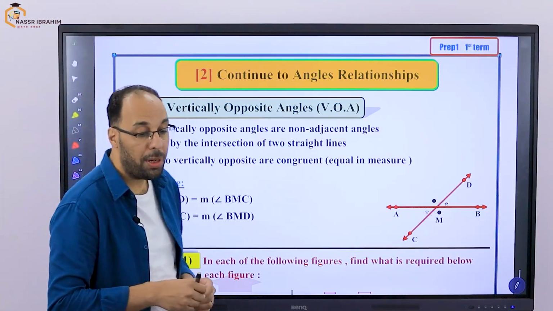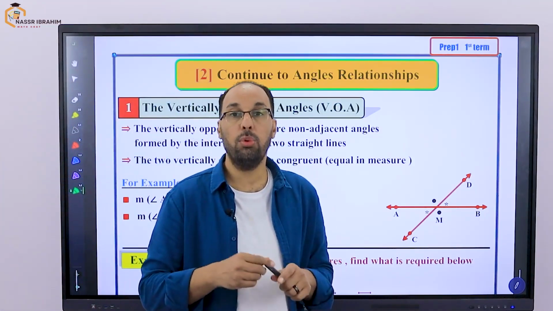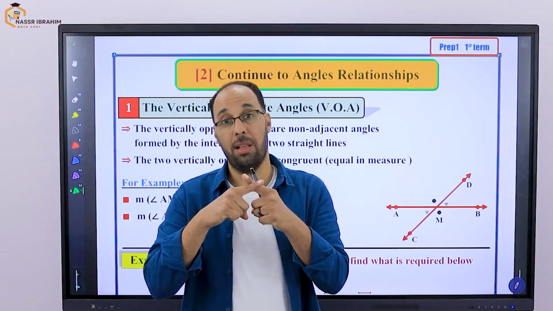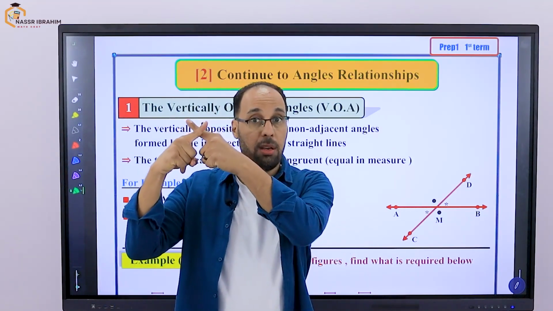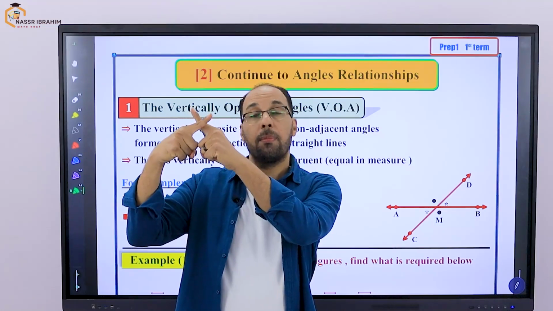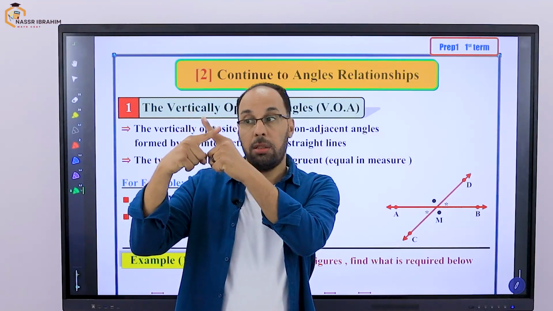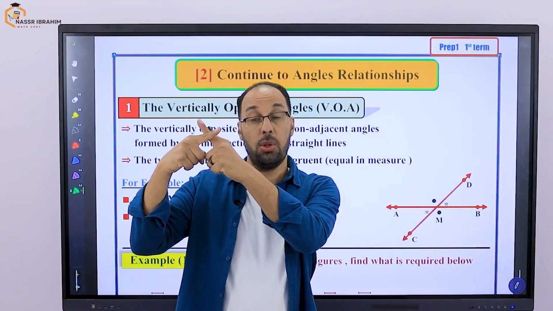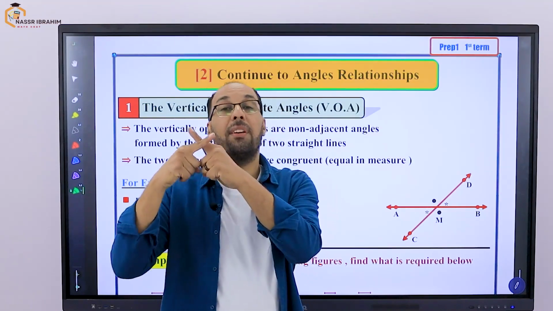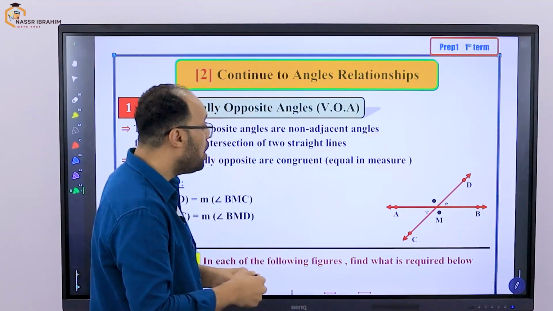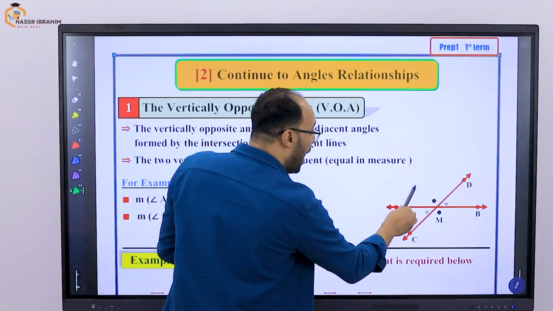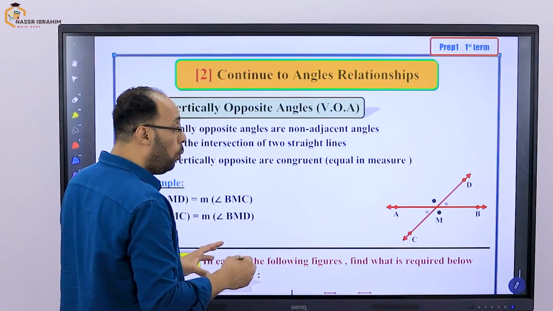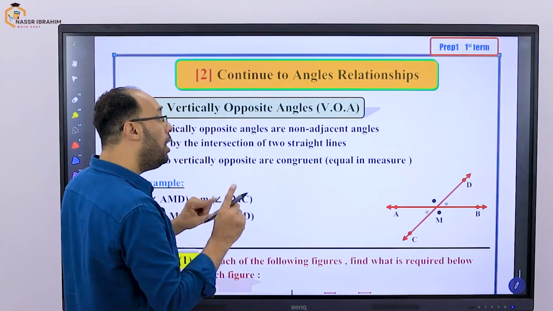What's the meaning of formed by intersection of two straight lines? If you have two pens or two pencils, like these fingers, here we have an intersection. They are intersected at one point. So here we have vertically opposite angles. As you see, each two opposite angles are equal in measure. So we say that they are vertically opposite.